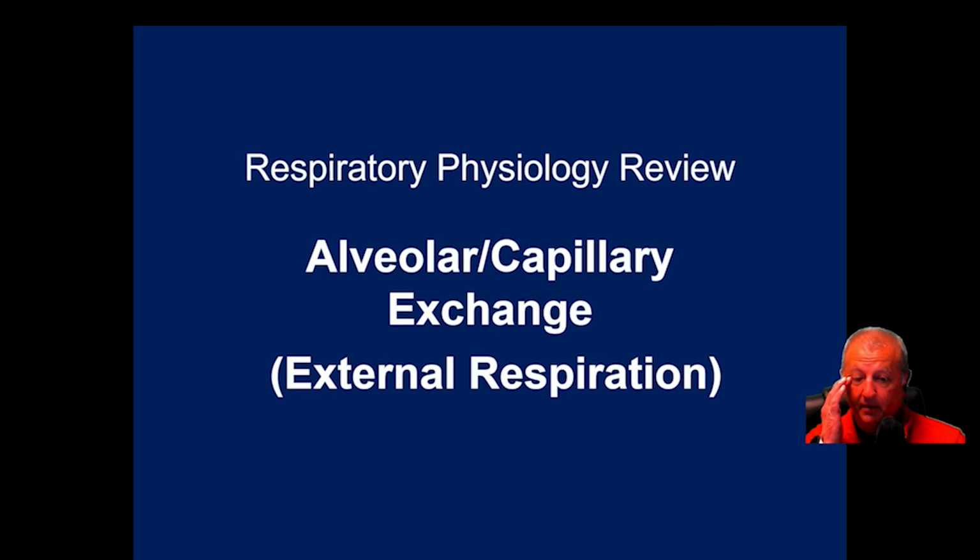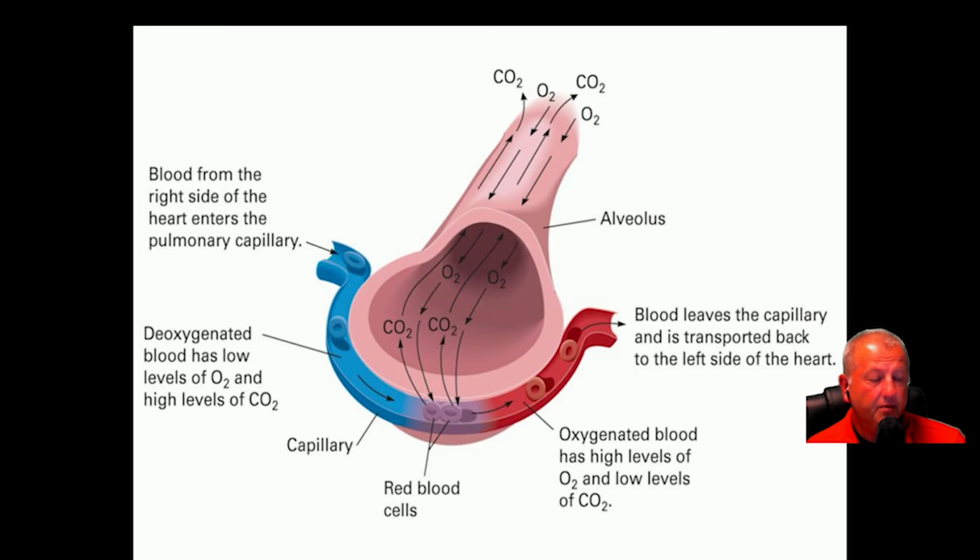Okay, alveolar capillary exchange, external respirations. Here we have blood from the right side of the heart entering the pulmonary capillaries. Anything from the right side of the heart is oxygenated or deoxygenated? Deoxygenated. Right side, trash, trash, trash, and a little more trash. Deoxygenated blood has low levels of O2 and high levels of CO2. That makes sense, because we dropped off oxygen and picked up CO2.